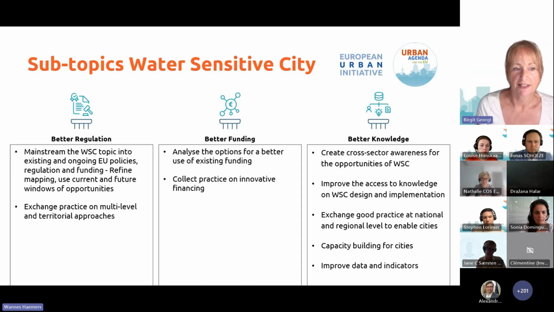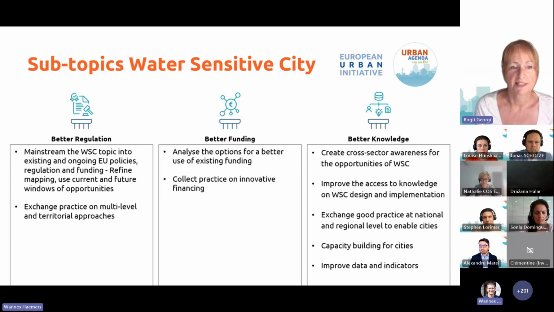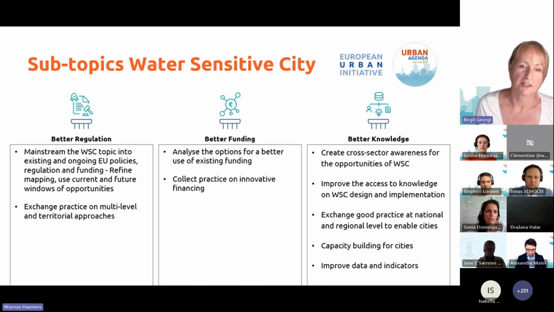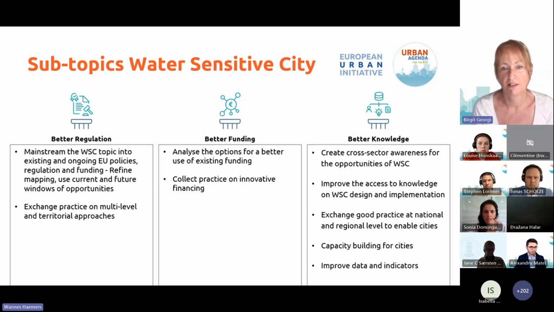And then exchange practice on multi-level and territorial approaches, because cities themselves on a purely local level cannot solve the problem of water. On better funding, we hear very often we need more funding, but there is already a lot of existing funding available, and it could be a task to analyze the options for better use of that existing funding. And in addition, to collect practice on other types of financing, innovative types of financing.